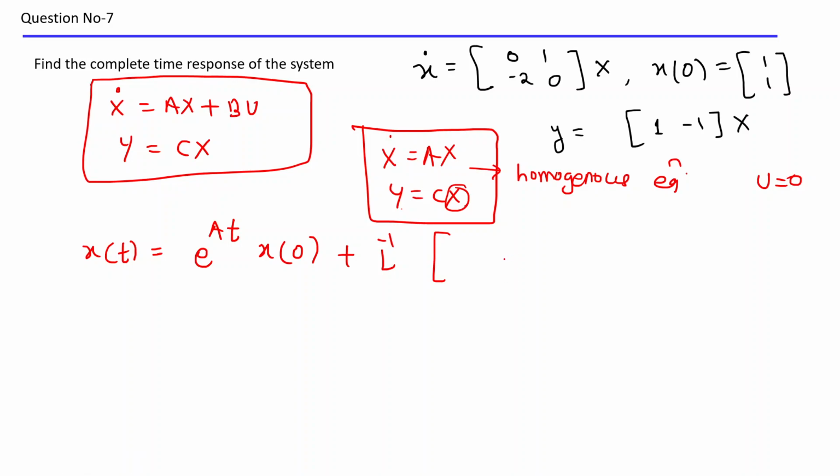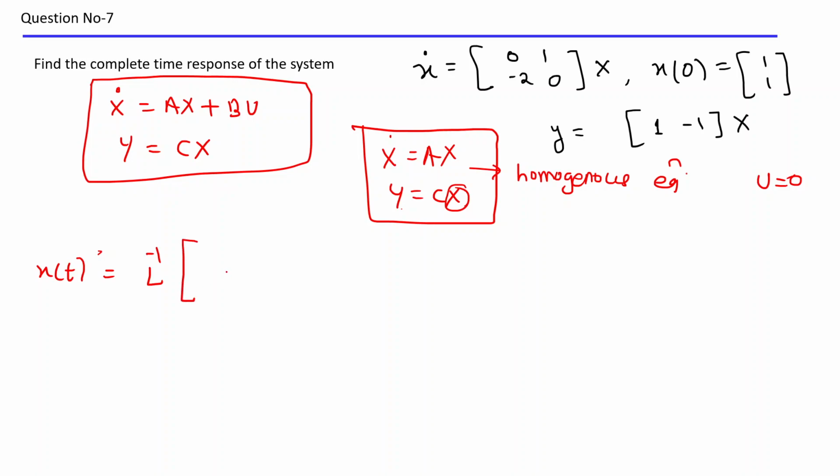Instead of writing out the whole equation, otherwise you will be confused here. So how to find x of t? The x of t formula is given by x of t equals L inverse of (SI minus A) inverse, the matrix we already calculated. You know how you calculated it. So this will be L inverse of (SI minus A) inverse into x of 0.